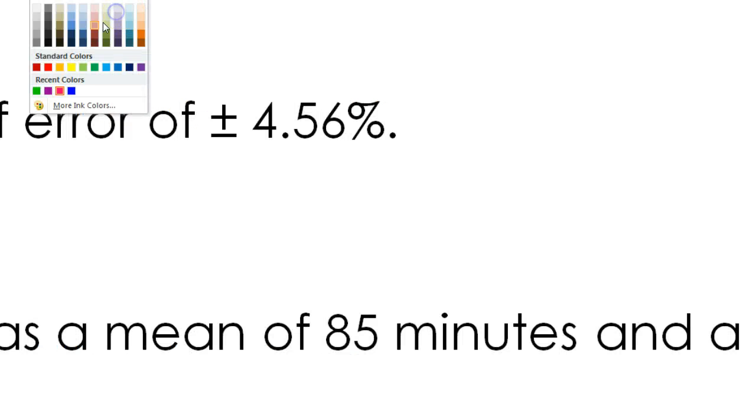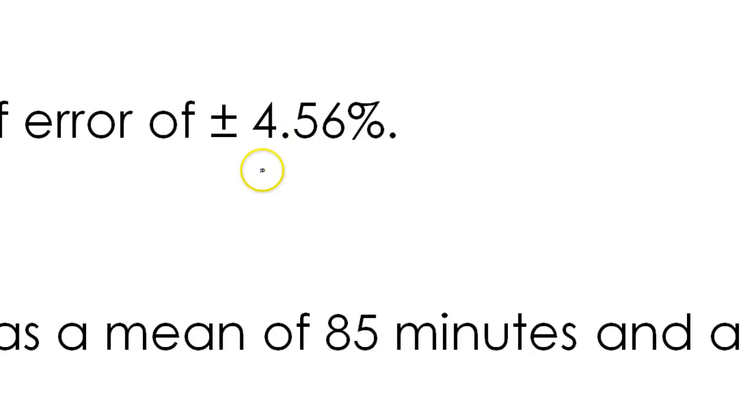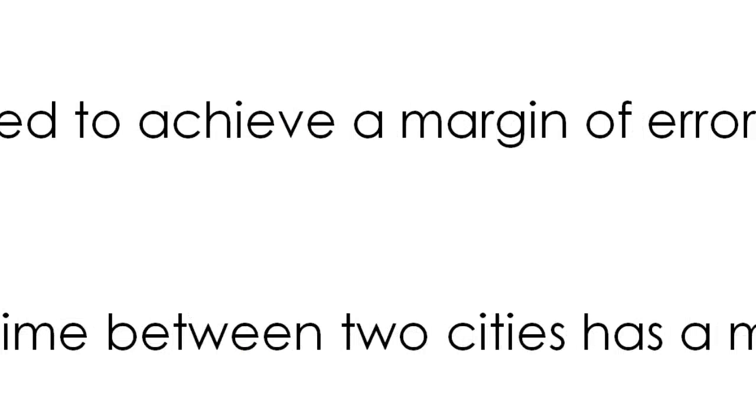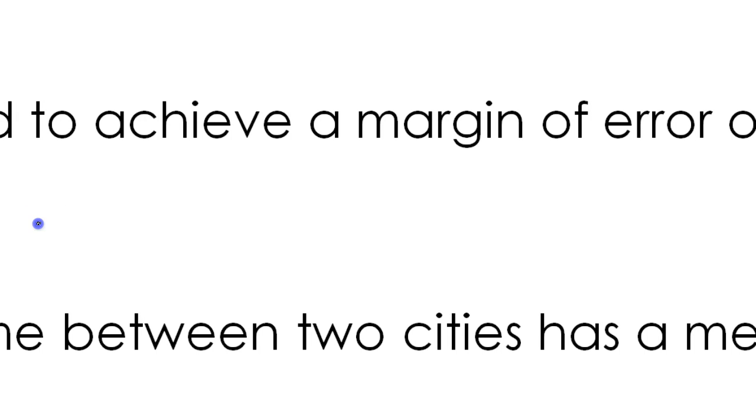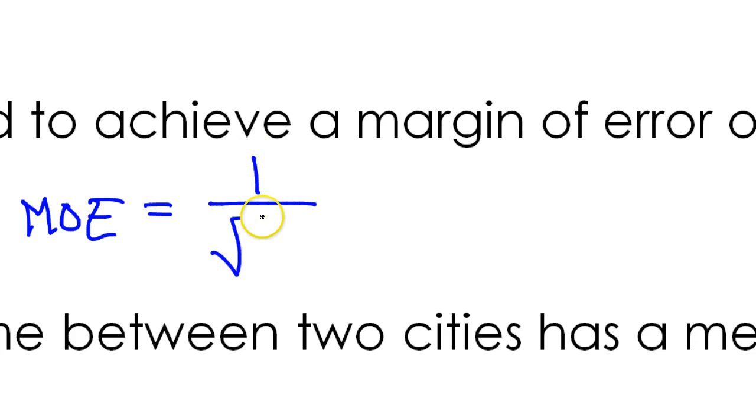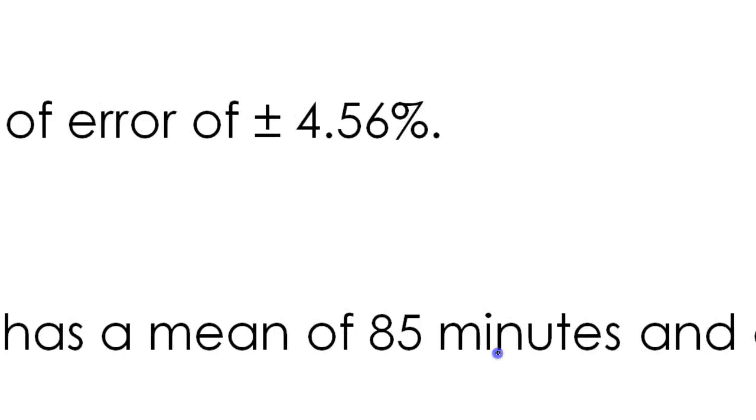Let me zoom. Alright, so first of all, remember, we're using the formula that goes like this. The margin of error is 1 over the square root of the sample size. Now, we need to have this as a decimal to plug into this formula. So if I move the decimal twice to the left, I've got 0.0456. Alright, so that's my margin of error.